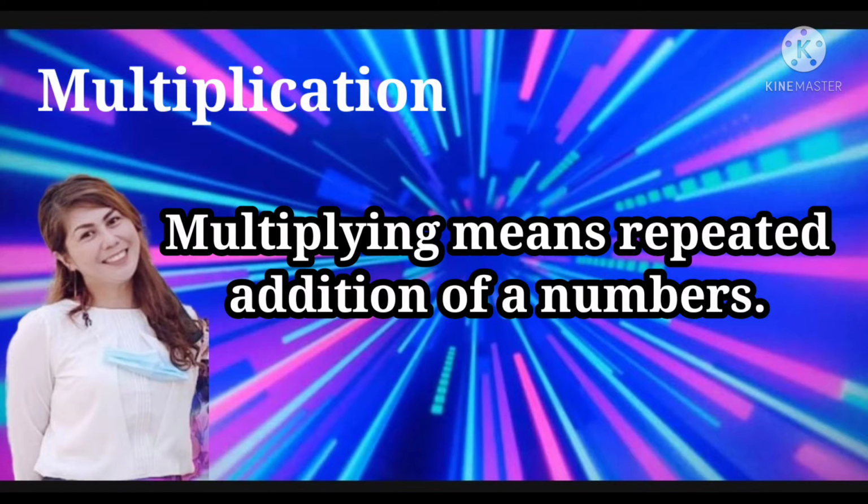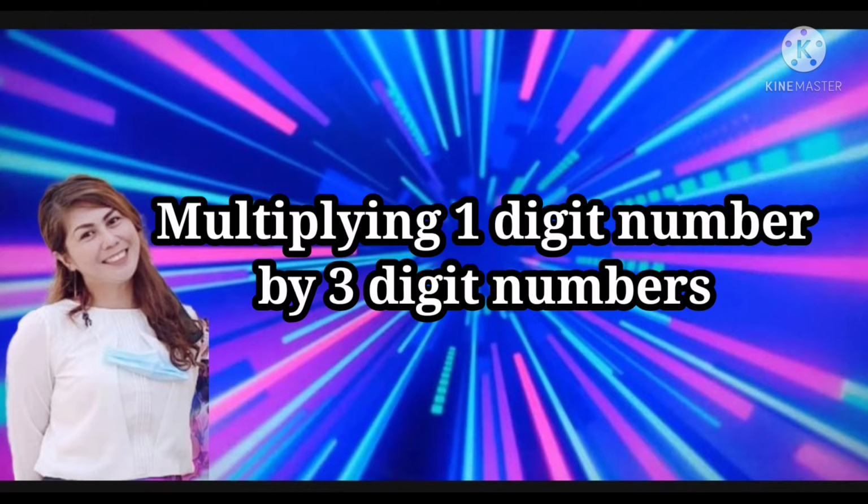Now I will explain and give you an example about multiplication. We will discuss first the 1 digit, 2, 3 digit numbers. We will start by multiplying a 1 digit number by a 3 digit number. We will do the lower numbers first before we go to the higher numbers. So, multiplication of a 3 digit number by 1 digit.